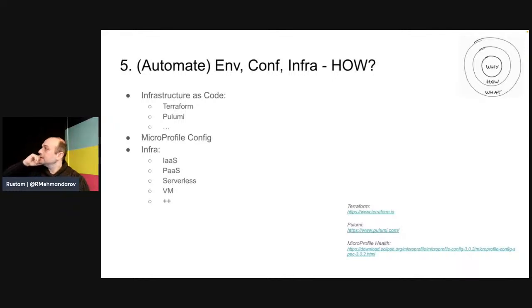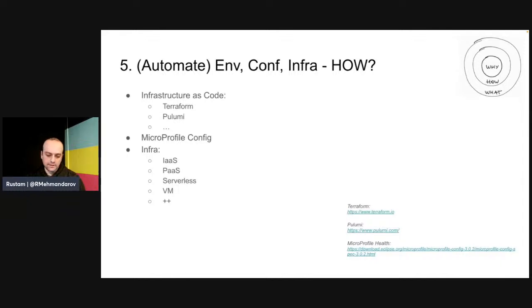MicroProfile Config is a really nice thing. You can actually create config files, and it has the hierarchy of files and everything. So it's a really neat way of handling configuration, because when you create different environments, different setups, you might want to update things. You might want to update URLs, names, ports, whatever. All that can be handled in config.